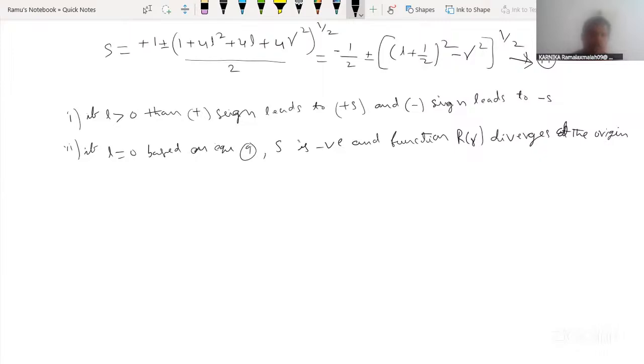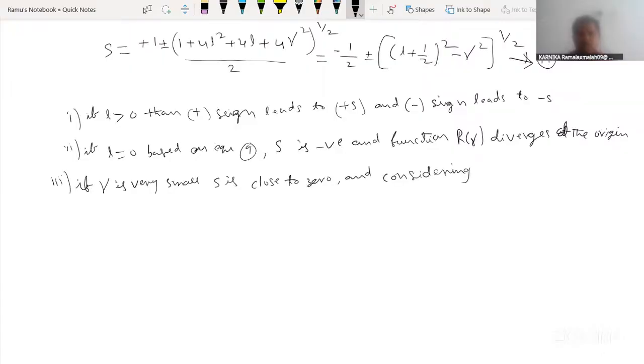Okay, so the third one is if gamma is very small, s is close to 0, and considering s is equal to minus 1 in sine.